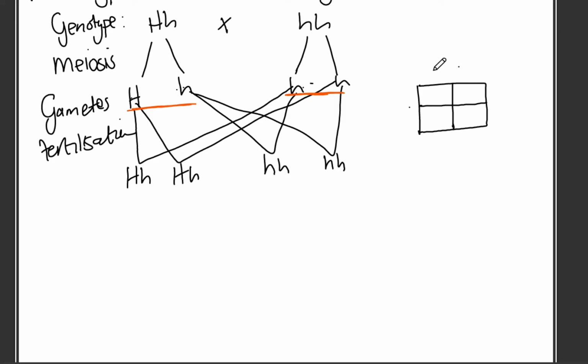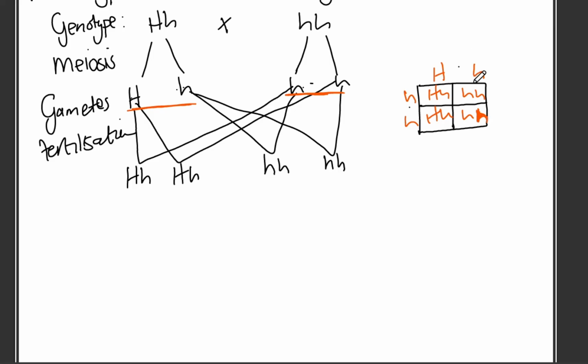So gametes for parent 1 are a capital letter H and a small letter h, and gametes for parent 2 are two small letter h's. You cross them together, and you will still get the same genotypes that we got. Just make sure that your letters are easily identifiable, hey? So this should look like an H and not an N.